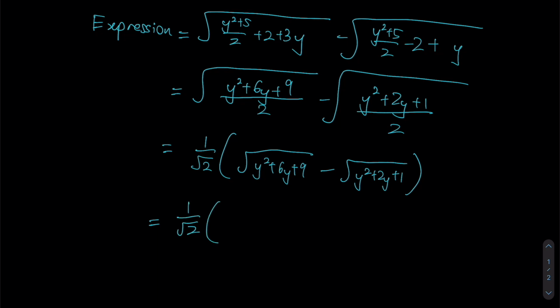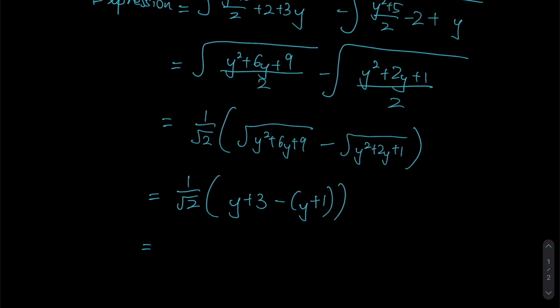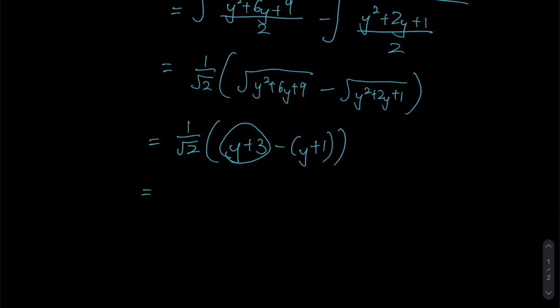Hence, the square root of this will be equal to y plus 3. And the square root of this, using our identity again, would be y plus 1. And then now we can slowly work this out. y plus 3 minus y plus 1 will simply give us a value of 2. And you can see that 2 divided by root 2 would simply give root 2 itself. Therefore, we have achieved a very nice looking answer over here.